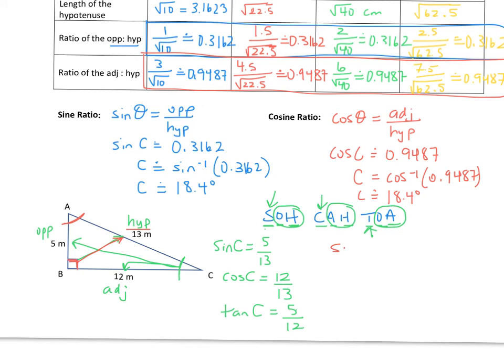With respect to angle A, the sine of angle A would be opposite. So 12 in this case is the opposite this time, over the hypotenuse, 13. The cosine of angle A would be adjacent, so this time the 5 is the adjacent over the hypotenuse, and then the tangent of angle A is the opposite over the adjacent.